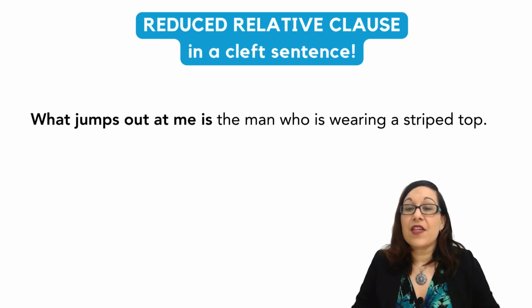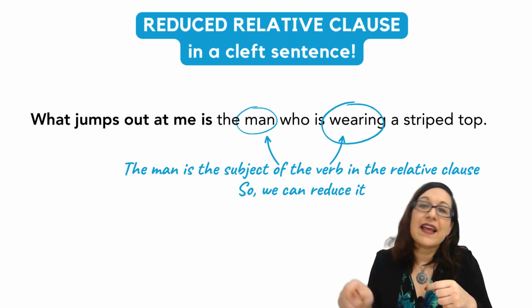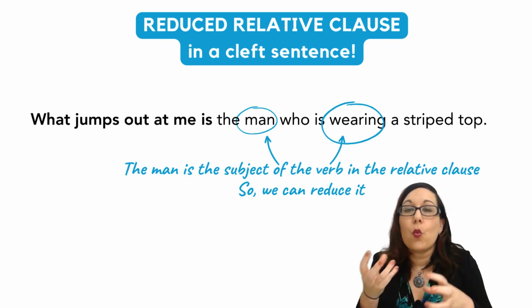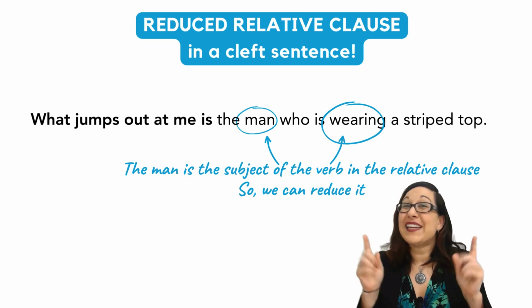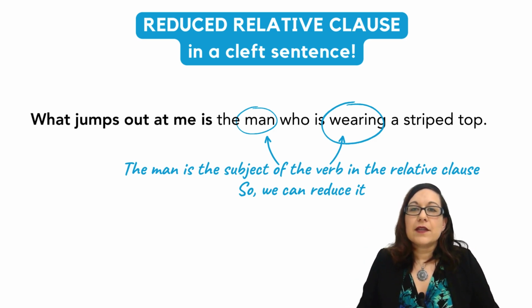So this sentence with the relative clause, what jumps out at me is the man who is wearing a striped top. Great, but if we think about this, the man is actually the subject of that verb wear, which means we can reduce this relative clause. Now, how do we do that?